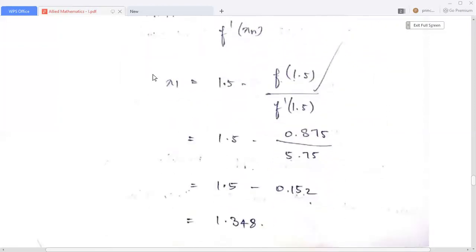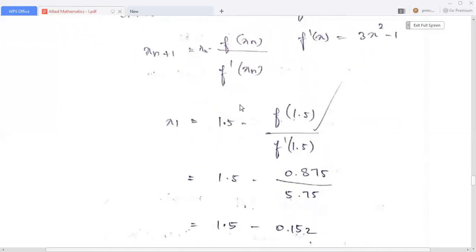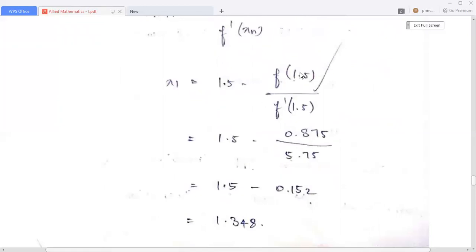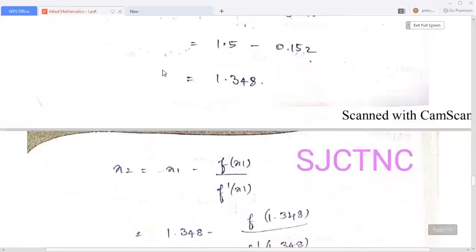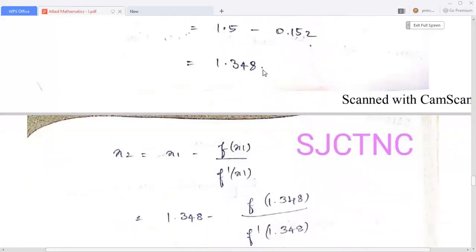So now we are going to calculate the first approximation. First approximation x1 is equal to x0 minus f of x0 by f dash of x0. Here x0 is 1.5. Therefore, x1 equal to 1.5 minus f of 1.5 by f dash of 1.5. These values are to be calculated from f of x and f dash of x. Then we get the answer x1 equal to 1.348.